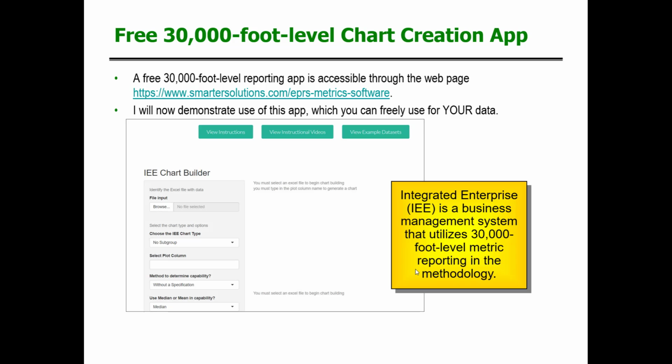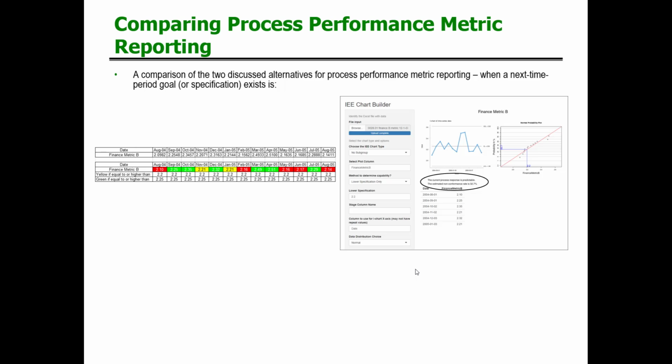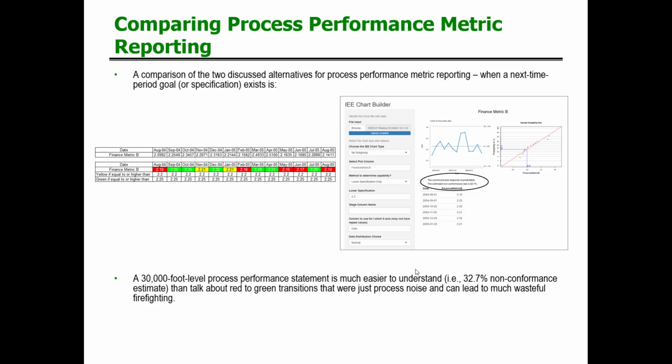Hope you found and started thinking about how you could apply that app to your situation. Next, I'm going to talk about the comparison of process performance metric reporting options that we talked about in this session. Talked about the red, yellow, green scorecards and the 30,000 foot level reporting options. A 30,000 foot level statement is much easier to understand as 32.7% non-conformance rate than talk about all the red, yellow, green transition with just process noise and can lead to much wasteful firefighting. If the estimated non-conformance rate of 32.7 is unsatisfactory, process enhancement is needed.